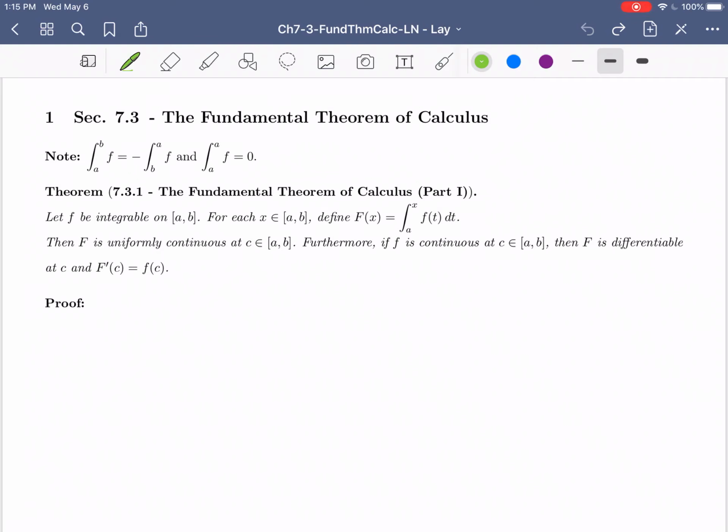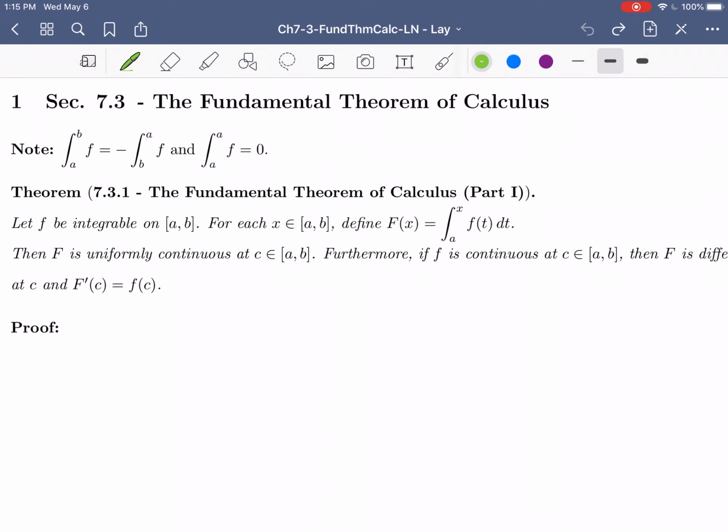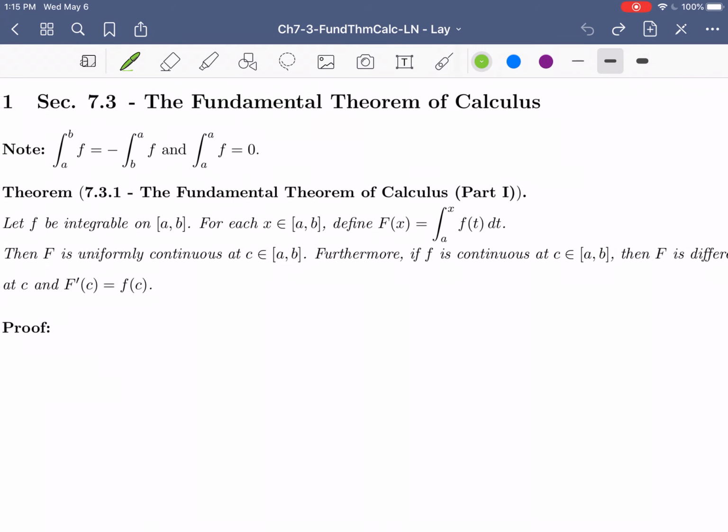In this video, we are going to take a look at the fundamental theorem of calculus. Specifically, we are going to look at part 1 of that. We will make a couple quick notes that we may remember from our calculus days.